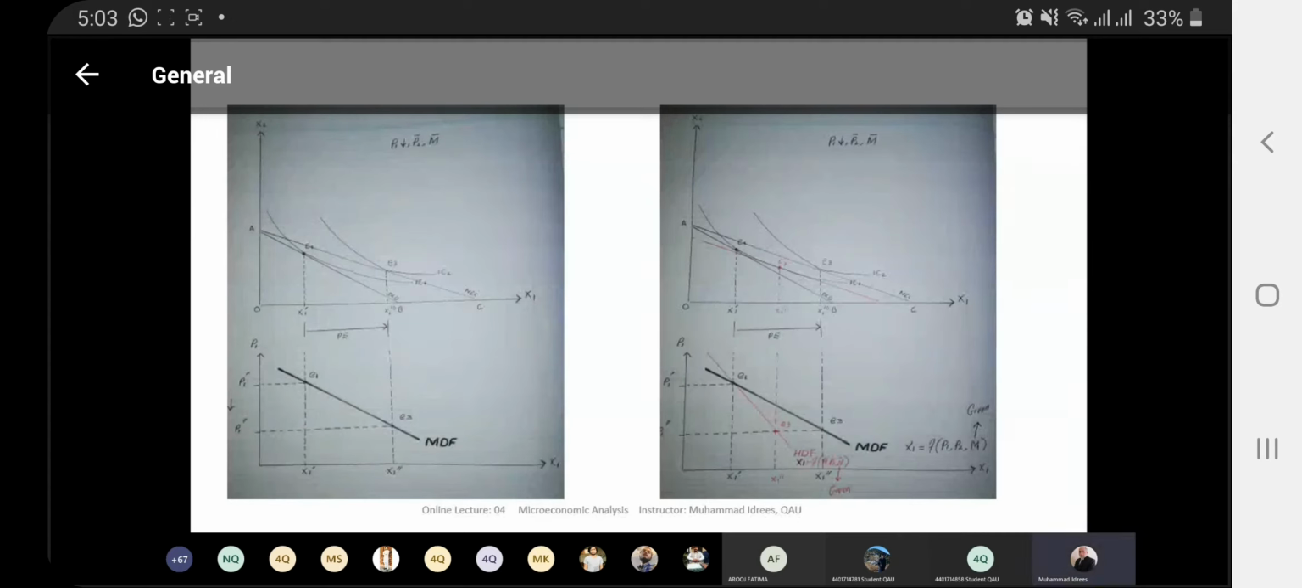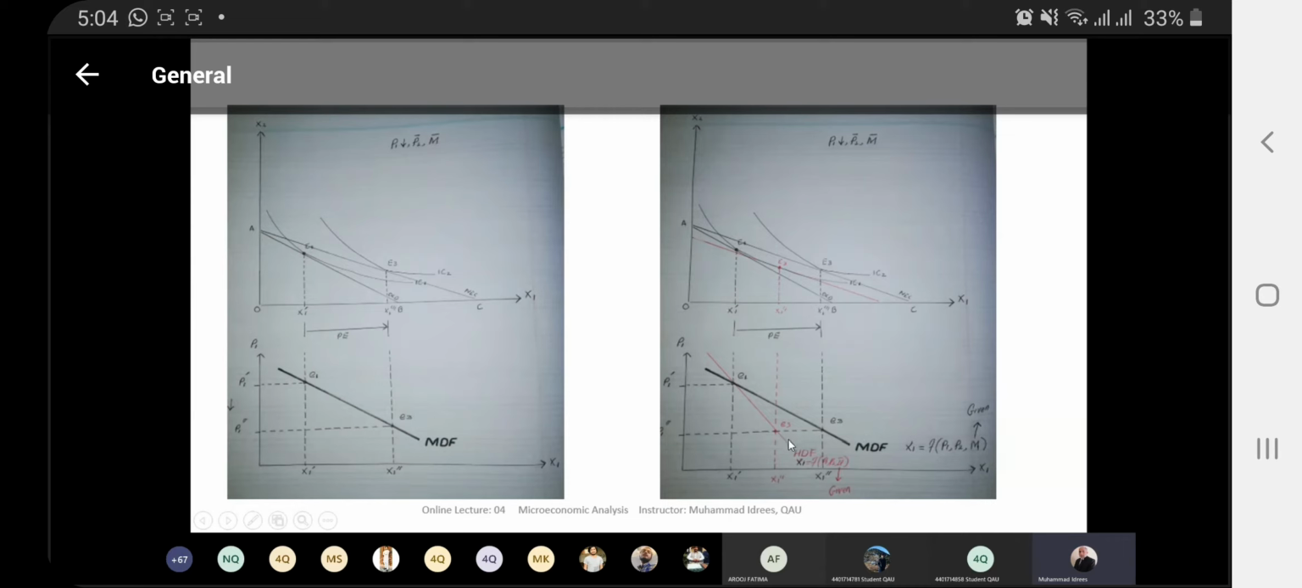One more thing. In this particular diagram, we took a case of a normal commodity. If you take a case of a Giffen commodity, then what you will find? You will find a positively sloped Marshallian demand function. You already know it; I'm not going to repeat it. You have learned it in your intermediate microeconomics. And if you take a case of an inferior commodity, your Marshallian demand function will be negative, but it will not be as flat as this one.